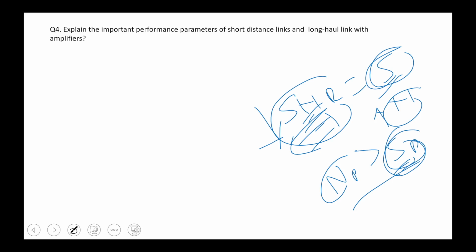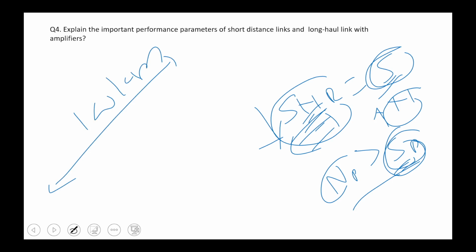So those short distance links depend upon the minimum power required for the bit error rate at the receiver sensitivity, and they depend on the bit rate. Whatever the bit rate of the signal we have sent, it depends on that. For a long haul link, we mean a link of something like 100 kilometers.